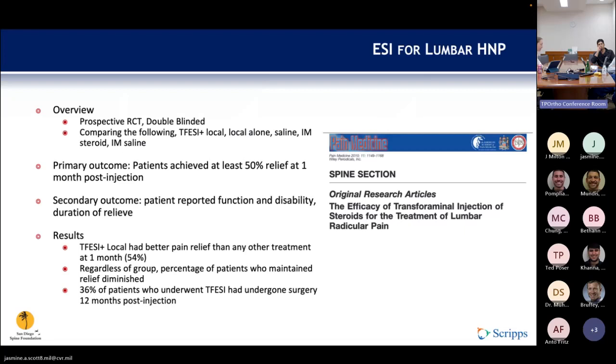And then transforaminal ESIs for the lumbar spine. They were looking at transforaminal epidural steroids plus local alone, saline, IM steroid, and IM saline. The takeaway from this paper was that the transforaminal epidural steroid and local had better pain relief than the other treatments, but that was only at 1 month. And then they noted that 36% of the patients who did undergo the ESI ended up eventually getting surgery within 12 months after the injection.